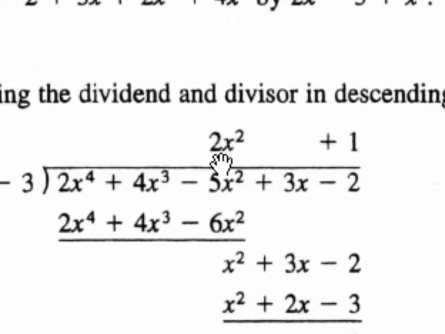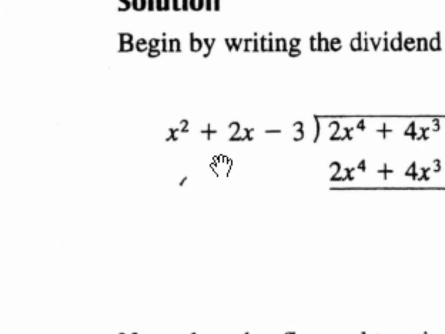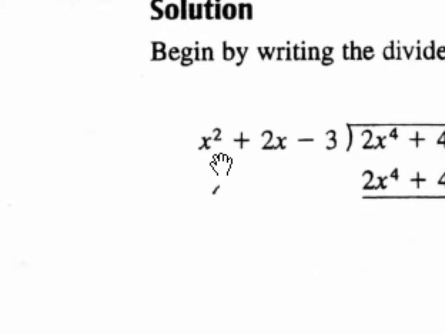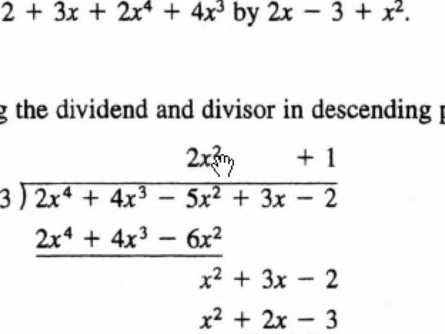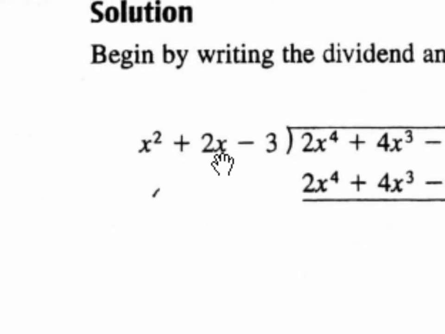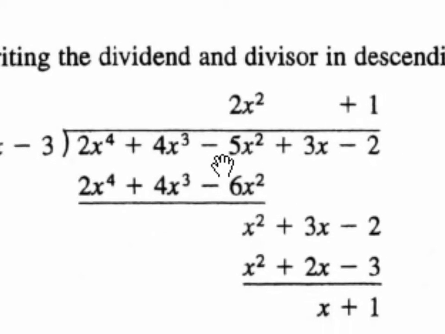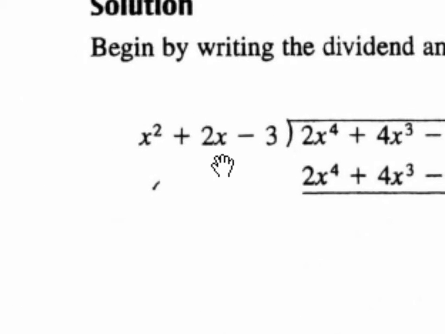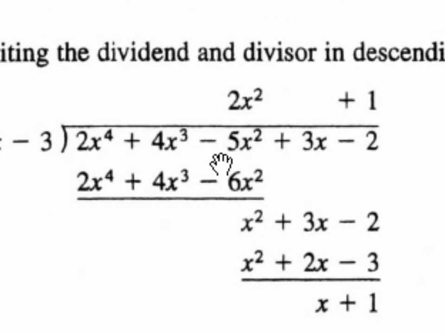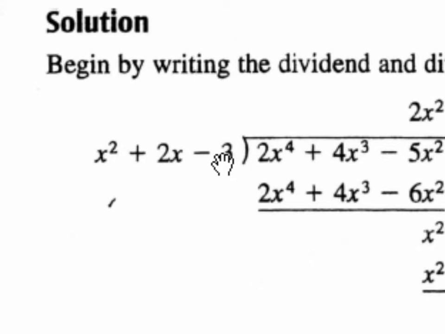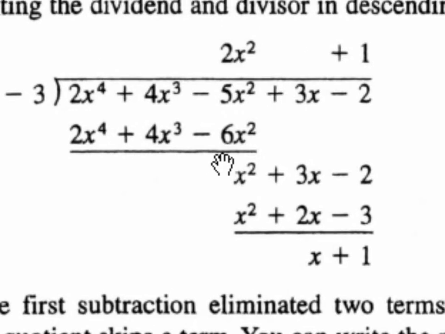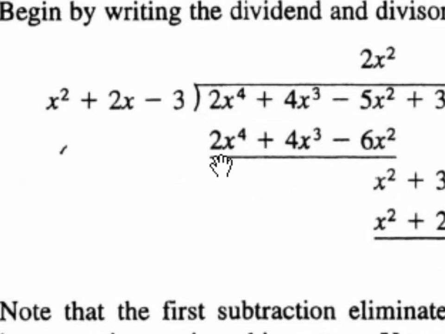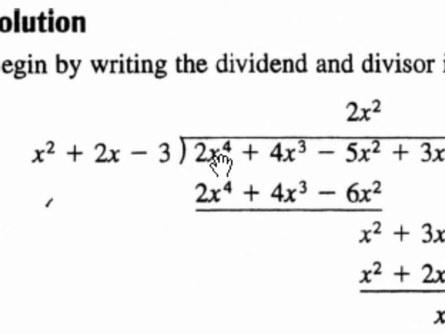Okay, does that make sense, Seth? Yes? Okay. So now what you do, Seth, is you take every single term right here in the divisor and you multiply it by the first term in the quotient. So x squared times 2x squared is 2x to the 4th. 2x times 2x squared is 4x cubed, and negative 3 times 2x squared is negative 6x squared. And now what you have to do is you have to subtract all of this from this.